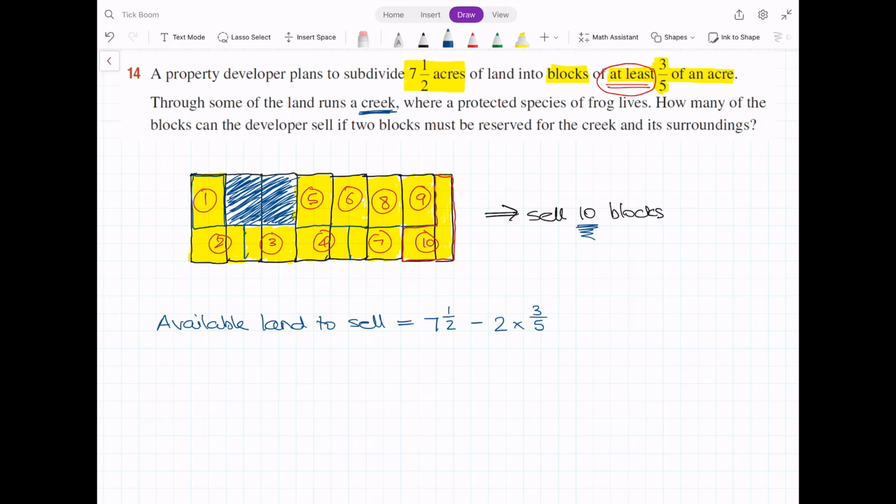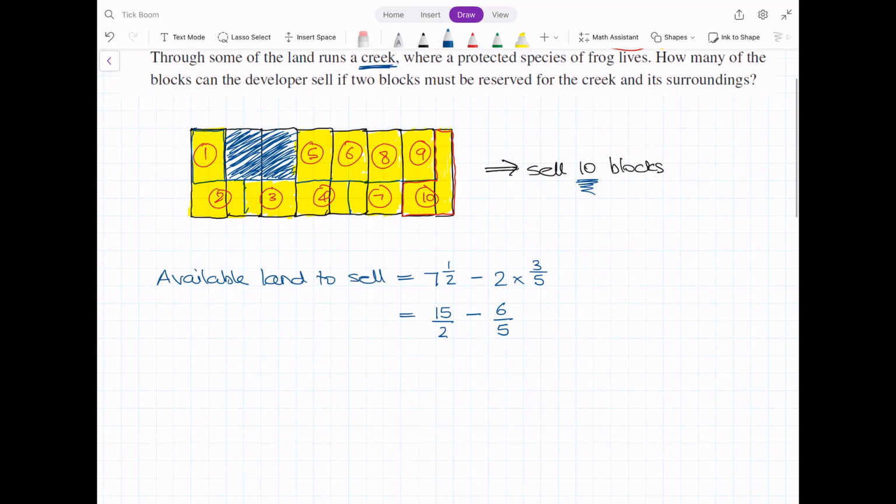To get there, we should first take the mixed numeral and make it an improper fraction. So 7 and a half would be the same as 2 times 7 plus 1, or 14 plus 1, which is 15 over 2. And then 2 times 3 over 5 is 6 over 5. So that's 2 improper fractions that we're subtracting. It would be very helpful to have a common denominator. I think the lowest common multiple of 2 and 5 would be 10.